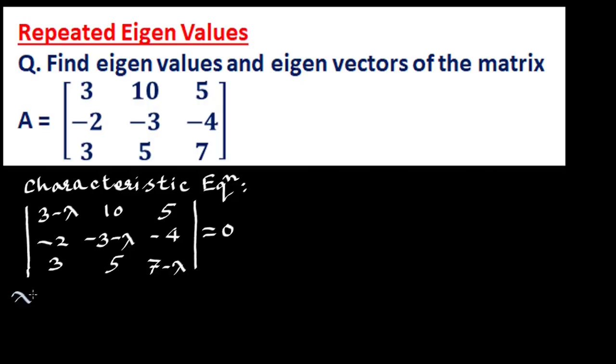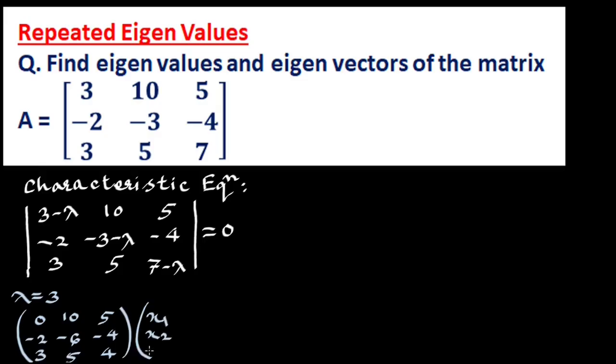So for lambda equals 3, we first write the diagonal elements 3 minus 3, 0, minus 3 minus 3, minus 6, 7 minus 3, 4, the rest of the elements remaining the same, into the eigenvector x1, x2, x3 equals the 0 vector.